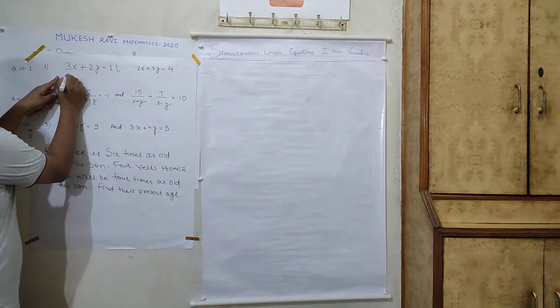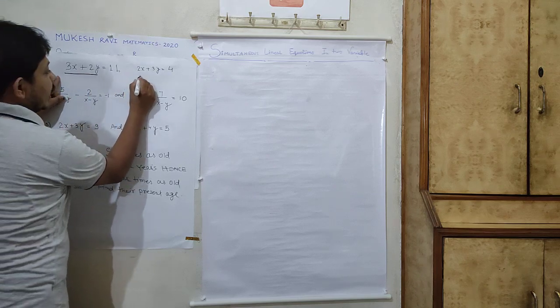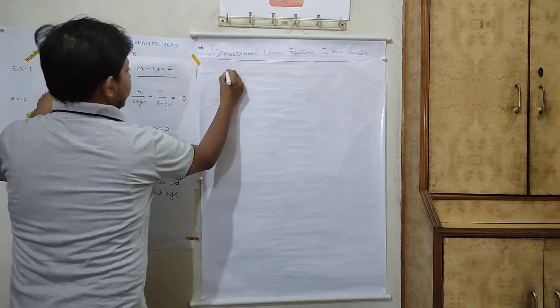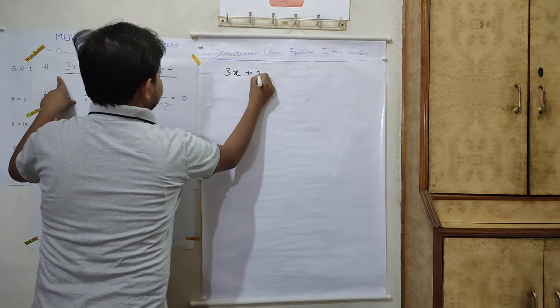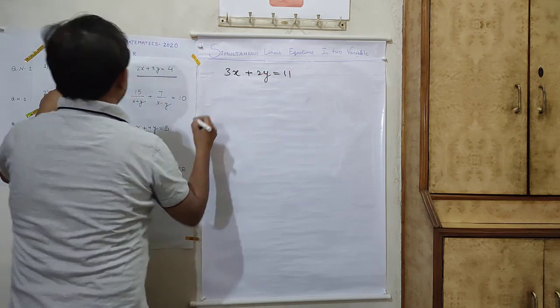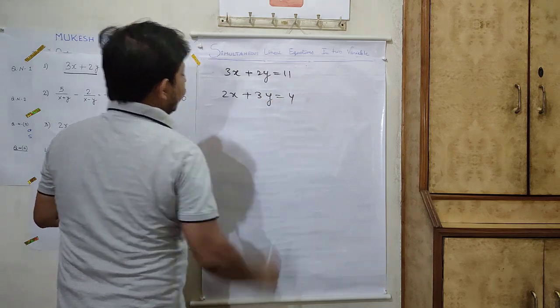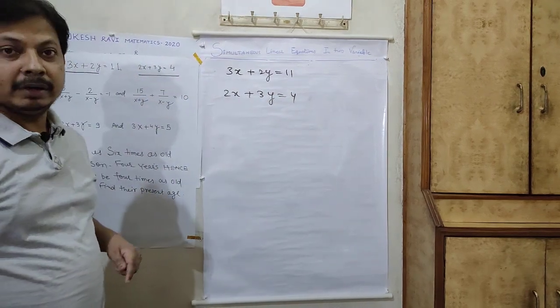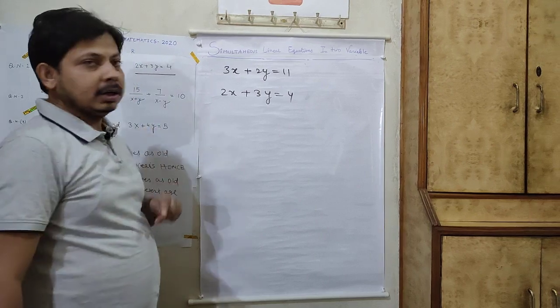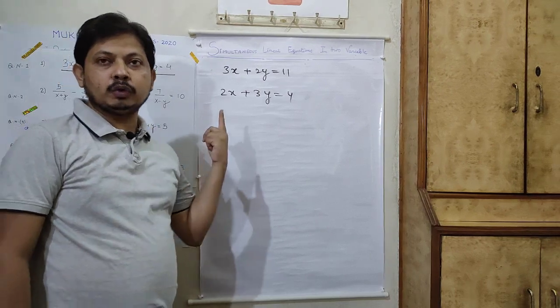See, I have written already here 3x plus 2y is equal to 11 and 2x plus 3y is equal to 4. What to do in this type of question? Very simple. Change the coefficient of y or change the coefficient of x.